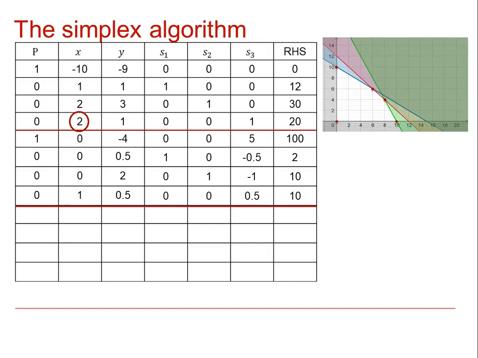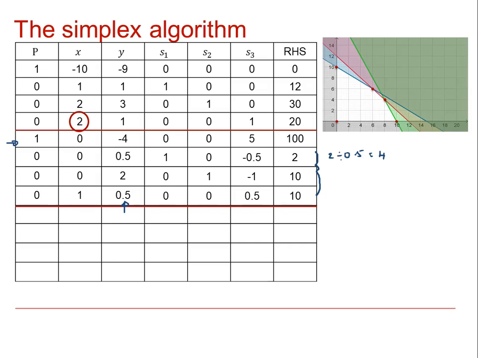That completes the first iteration, but we can see now that we've still got a negative value in the objective row. So we need to now do exactly the same thing again. We now have a new pivot column, so we take these values here and divide them by the elements in the pivot column. 2 divided by 0.5 is equal to 4.